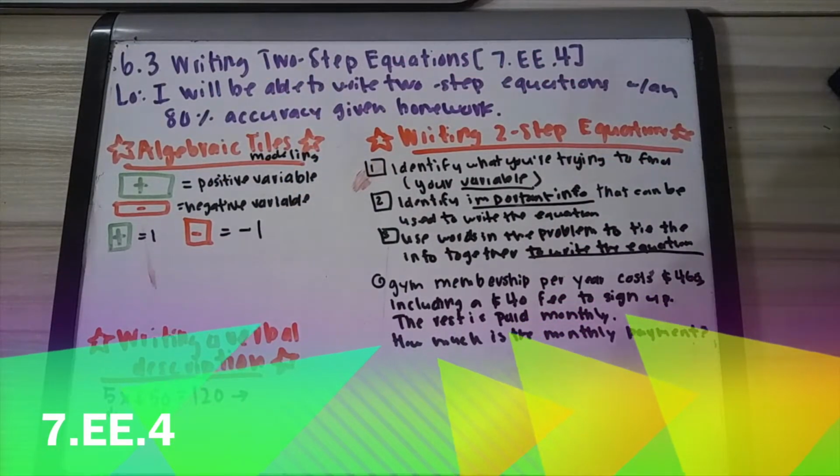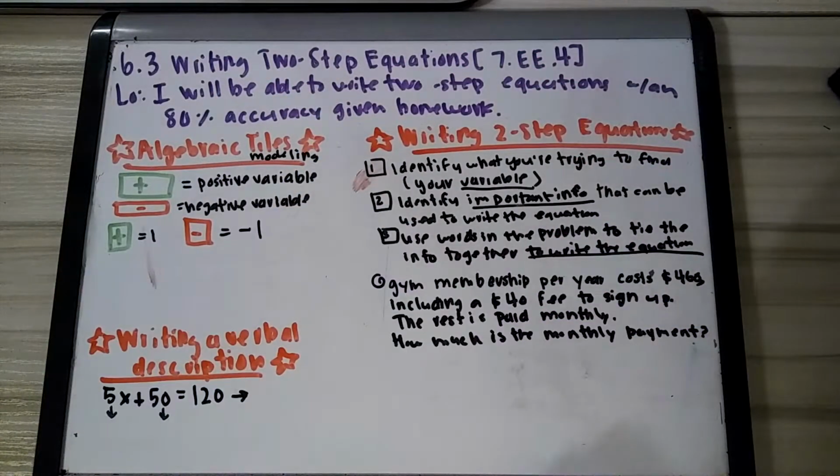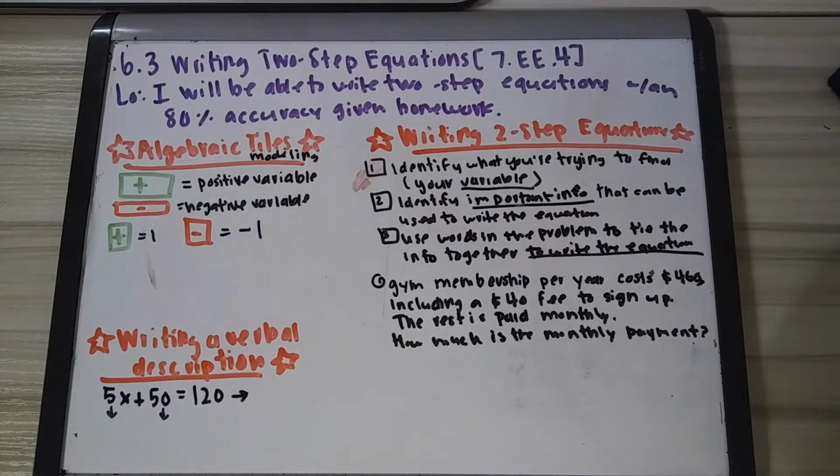Okay, you guys, so this is 6.3 and we're going to be writing two-step equations. Your objective is that you will be able to write two-step equations with 80% accuracy, given the homework after the lesson. So the first thing we're going to go over is algebraic tiles.